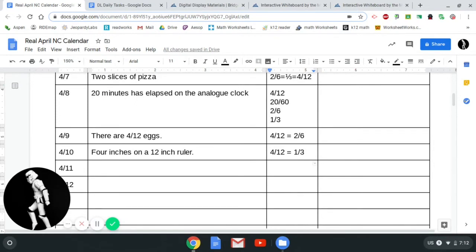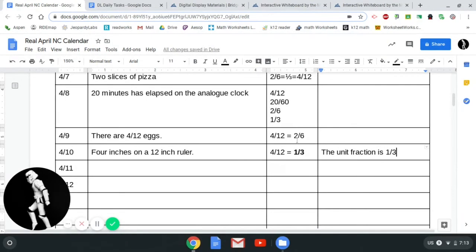That pause was an opportunity for you to answer the question. 4 divided by 4 equals 1. So if I divide my numerator 4 by the same number as my denominator 12, I divide both of them by 4. 12 divided by 4 gets me to 1/3. This 1/3 is super important because not only is it a fraction that is equivalent, it's also what we would call the unit fraction. 4/12 is equivalent to 1/3.